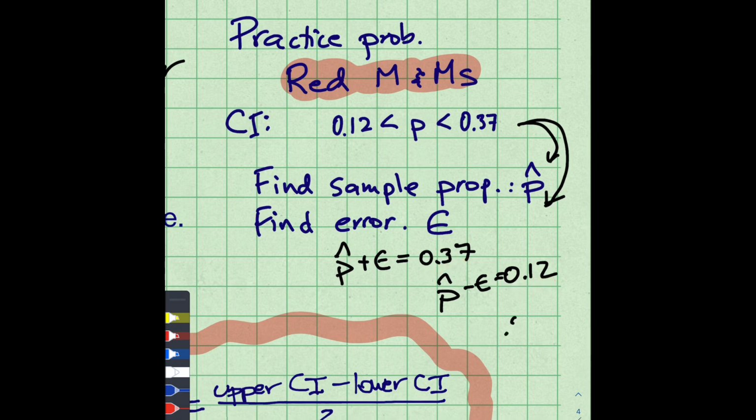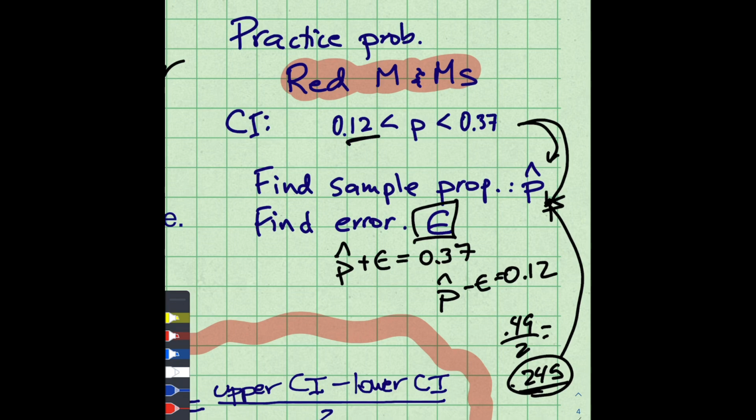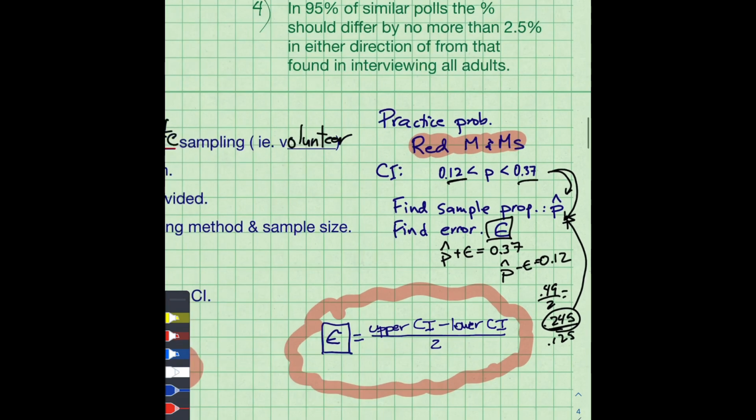So for example, in this case, it had to be 0.49 divided by 2. So 0.245. Bam. There's my p hat. And then find the error. How far off is it? And then take 0.25, subtract 0.12. What's the distance? That's 0.125. Hopefully if you add 0.12 and 0.125, you would then get 0.37, and yes, we do. So there we go. We found the error and the p hat.